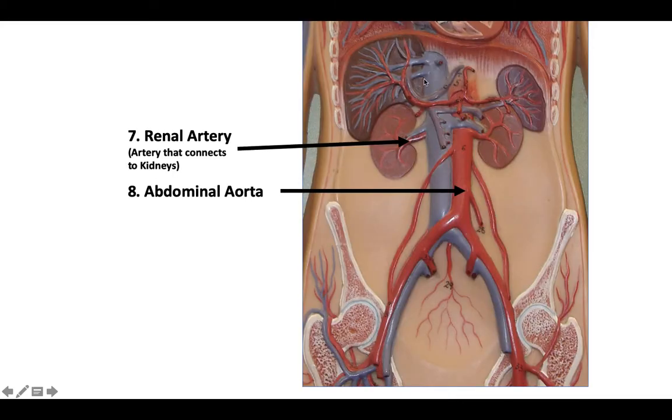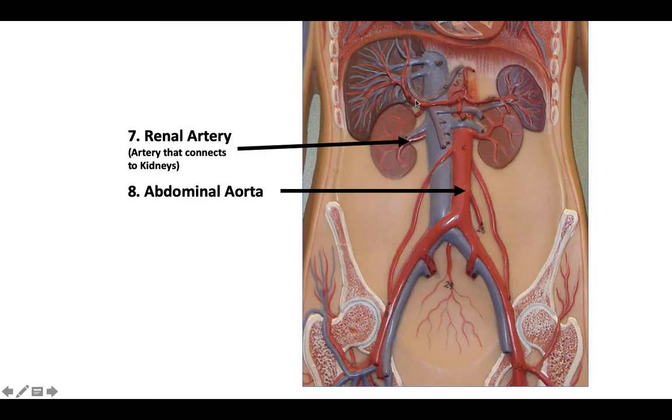Moving down below the diaphragm. Once we get below the diaphragm, that descending aorta then becomes the abdominal aorta. Same artery, just located in the abdominal region. Coming off the abdominal aorta are lots of other arteries. The only one that you need to know is the renal arteries. And the renal arteries connect to the kidneys right here.